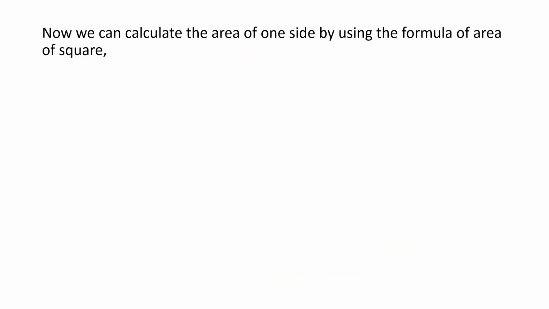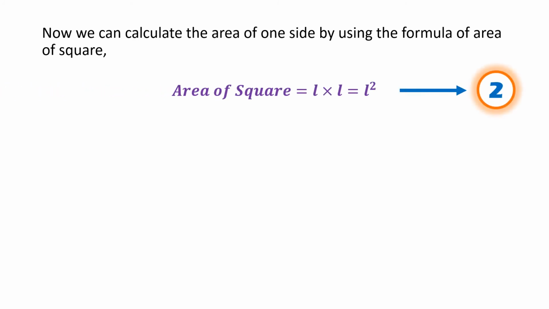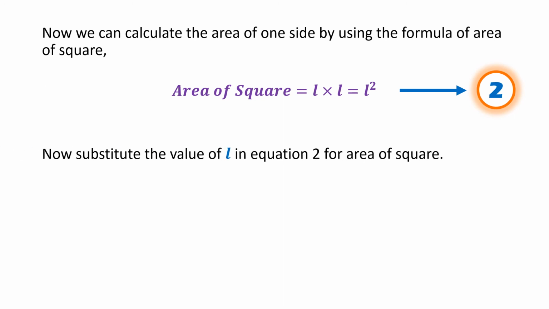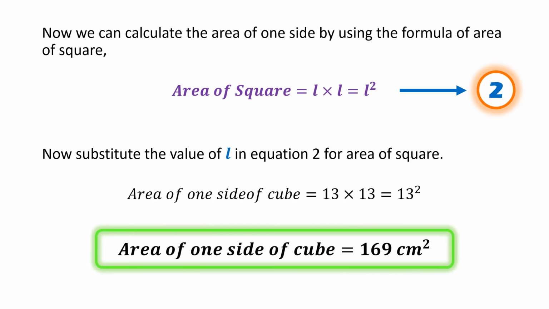Now we can calculate the area of one side by using the formula for the area of a square. Area of a square is equal to the square of the length of its one side. So the area of one side of the cube is 169 centimeters squared.